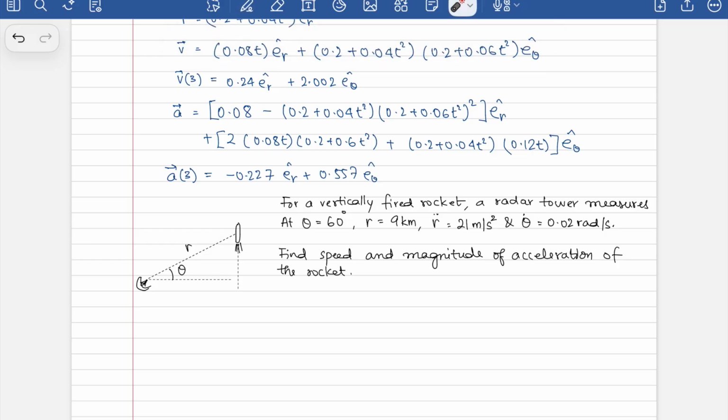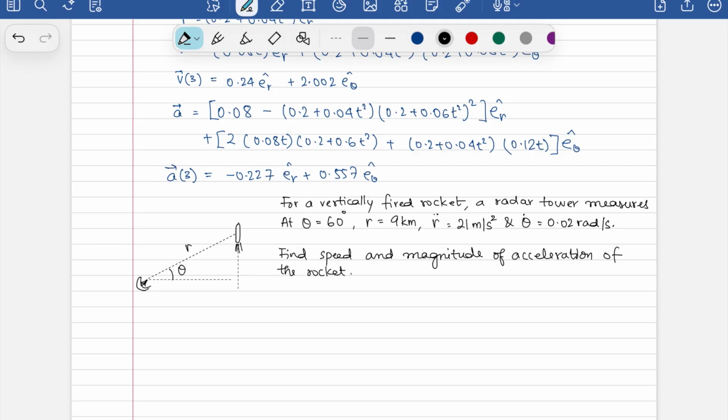Isn't this a useful application? If you think about it, you have a physical system that can obtain whatever is the radial distance. You can obtain r dot, r double dot. You have theta, and since this theta is generated by some motor that is rotating your radar tower, you also have theta dot and theta double dot. At the moment, the question only provides you at this given theta, at this given distance, r double dot is this and theta dot is this. You have to use this to find the speed and the magnitude of acceleration.